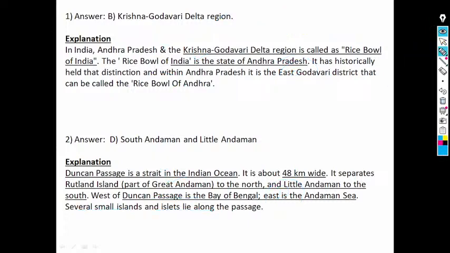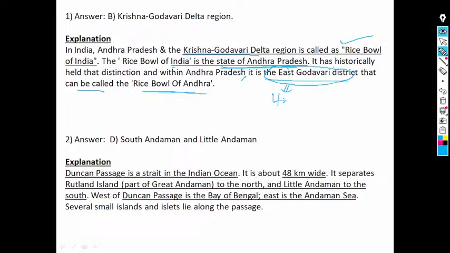In India, Andhra Pradesh and the Krishna Godavari Delta region is called the rice bowl of India. The rice bowl of India is the state of Andhra Pradesh. It has historically held that distinction, and within Andhra Pradesh, it is the East Godavari district that can be called the rice bowl of India.